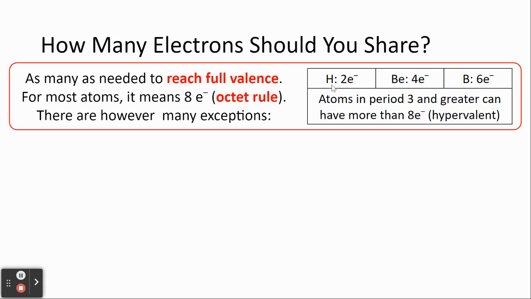Now, some exceptions. Hydrogen doesn't form the octet rule. It's stable with 2 electrons. Beryllium is stable with 4 electrons, and boron is stable with 6 electrons. Now, atoms that are in the third period, the third row on the periodic table or greater, oftentimes will have more than 8 electrons as their valence electrons, and we would refer to them as being hypervalent.